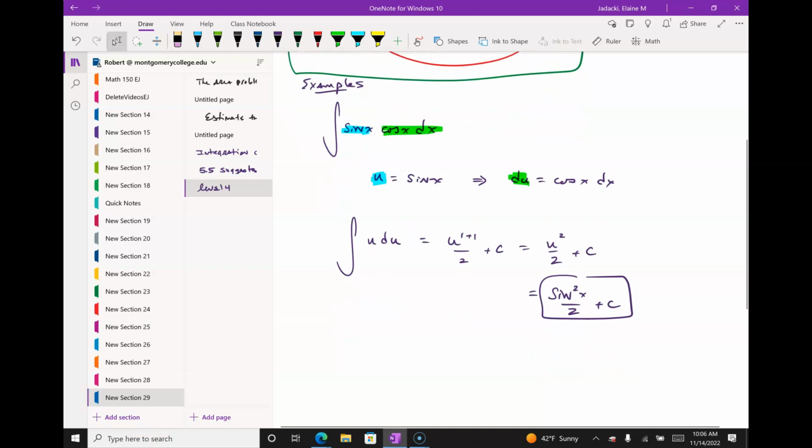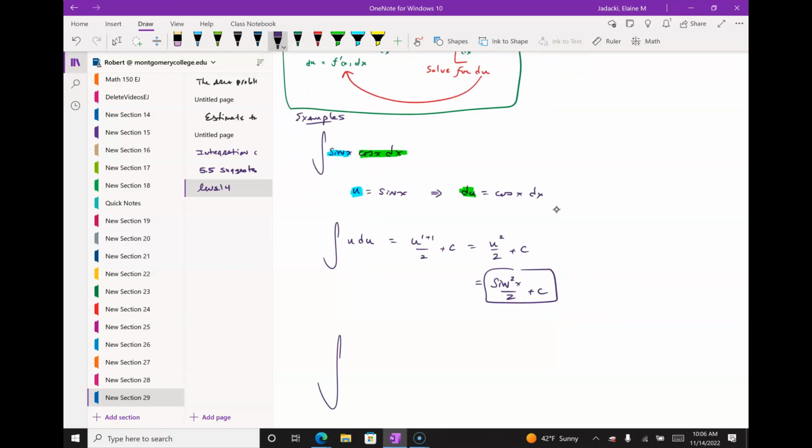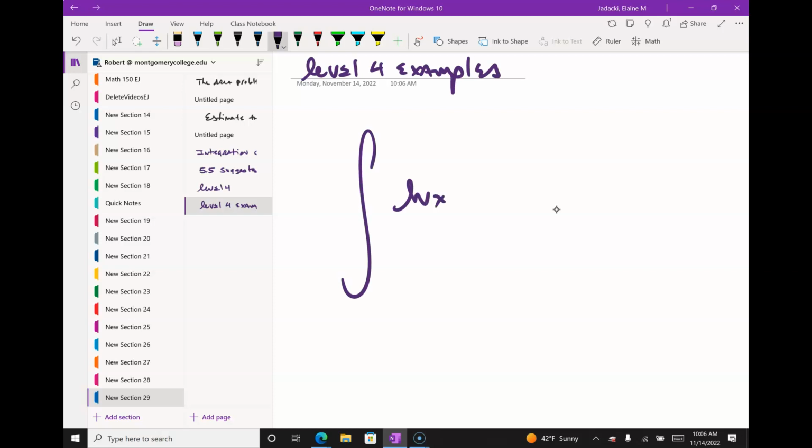Let's do another here. So this is still level 4. I want the integral of ln of x over x dx. Do you see the function and its derivative? Sebastian, what's the function? Yes, so u is going to be ln of x. If I take the derivative of ln of x, I get 1 over x, right?